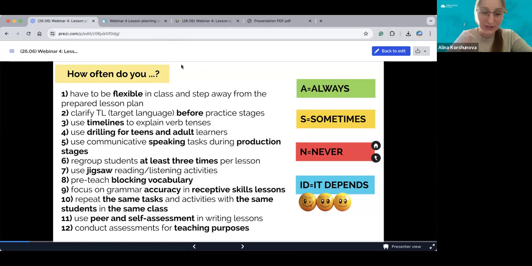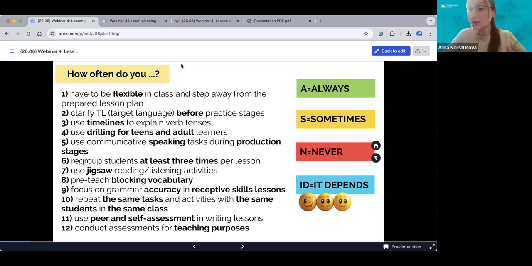Okay, we have 2 questions, and I see that almost all participants are here. So number 11, how often do you use peer or self-assessment in writing lessons? Always for younger. Yes, I see your answer, Victoria. Yeah, for younger learners, 100%. It's a good decision.